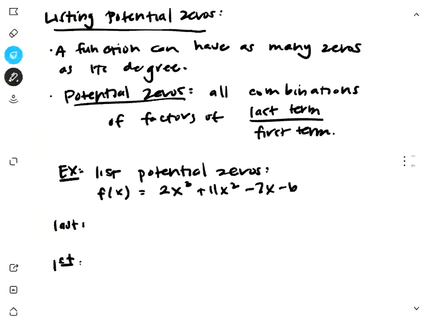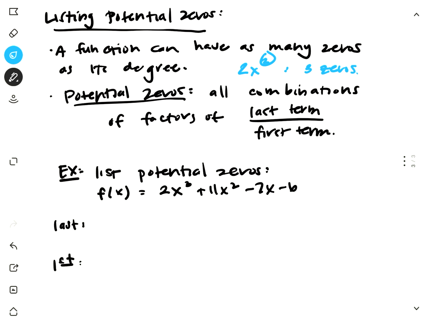All right, so another step in finding all the zeros in a polynomial function, we wouldn't want to have to test infinitely many numbers, right? That would be ridiculous, and it would take us forever, infinitely long maybe. So the cool thing is that a function can have as many zeros as its degree. So if we have like 2x cubed as our leading term, the most zeros we can have is the same as the degree. So this at most can have 3 zeros, is what it's saying. Okay, and of those, the potential zeros we can find by taking all of the combinations of factors of the last term divided by the first term.